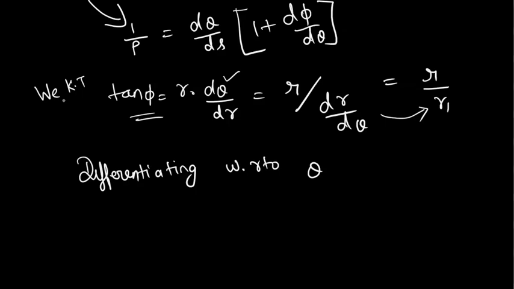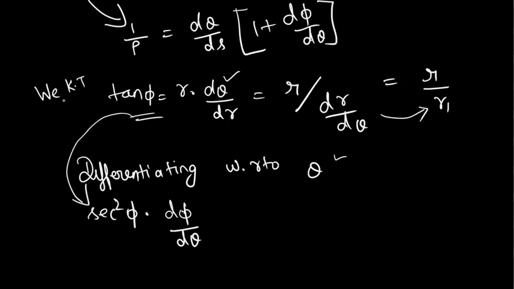If we differentiate the above equation with respect to theta, we get, so tan phi differentiation is secant square phi, but we are differentiating with respect to theta. So secant square phi and then d phi by d theta. Tan phi if I differentiate, secant square phi. Since I differentiate with respect to theta, this extra term d phi by d theta is coming.